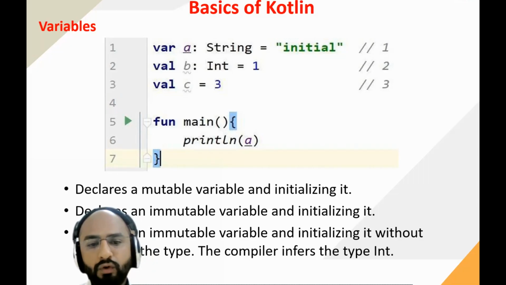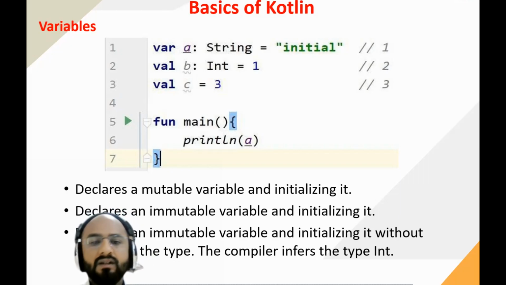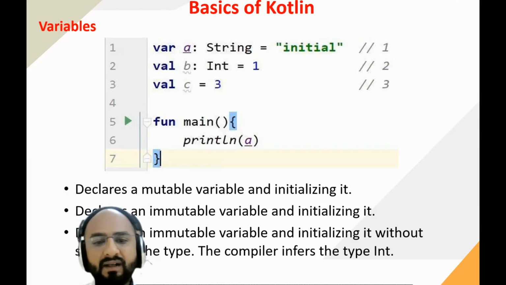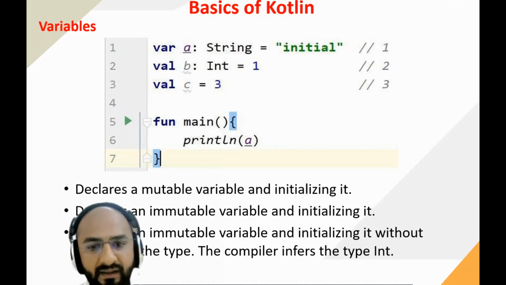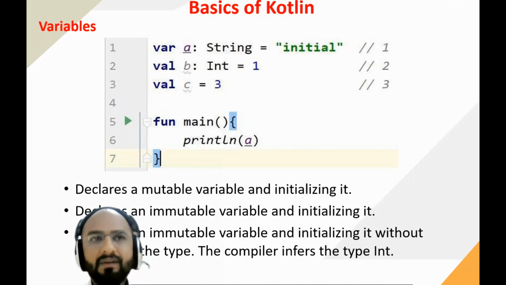So I hope you know about the difference between a mutable variable and an immutable variable. The value of an immutable variable cannot be changed at runtime, and the value of a mutable variable can be changed at runtime. This is the main difference between a mutable variable and an immutable variable.